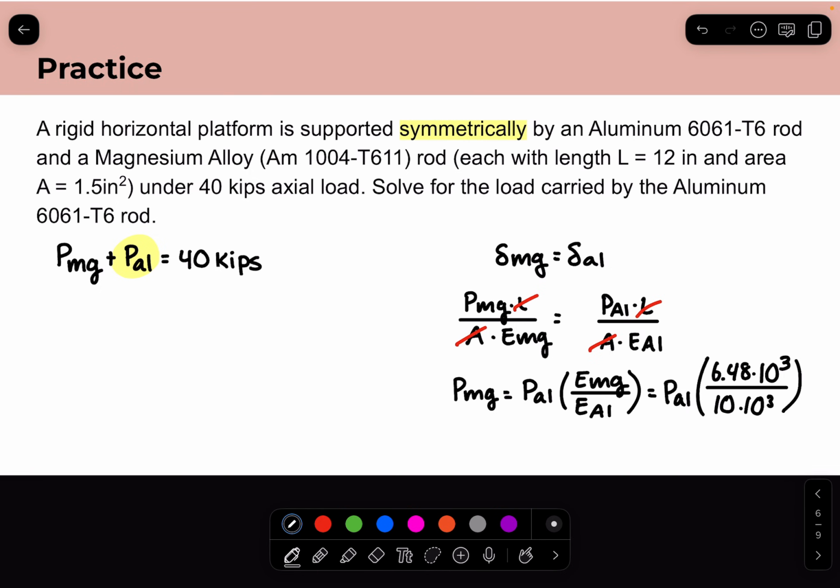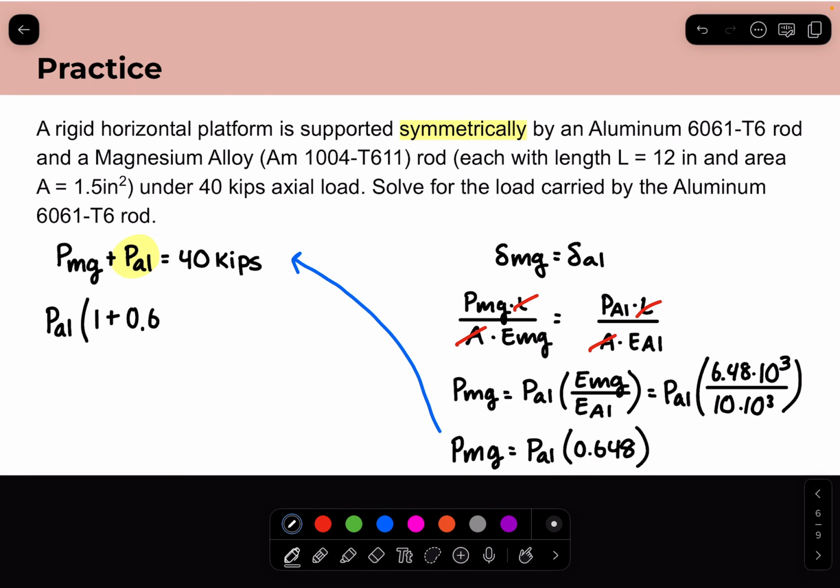Okay, so now we've got an equation that represents the force of the magnesium rod in terms of the force of the aluminum rod, which simplifies here to 0.648. I'm going to take this and plug it into my other equation up here, and I'm going to get that the force of the aluminum rod times (1 plus 0.648) is equal to 40 kips.